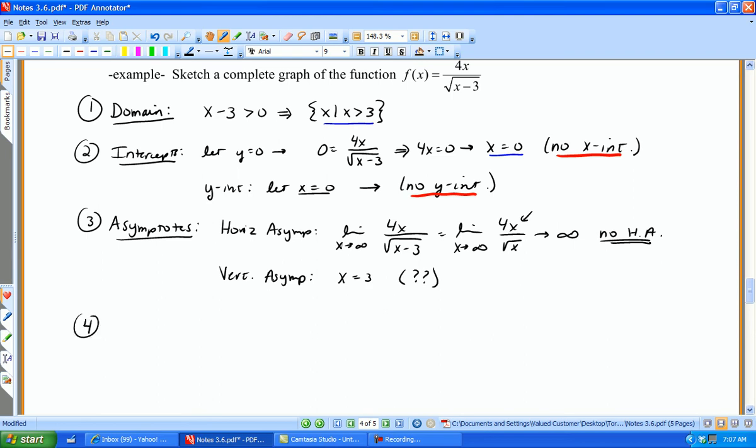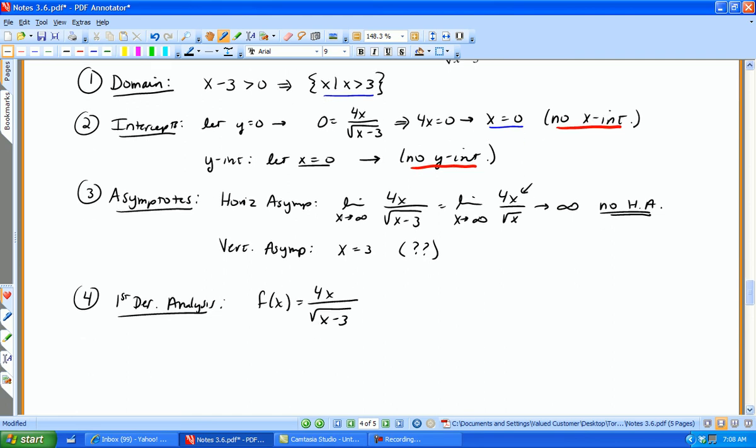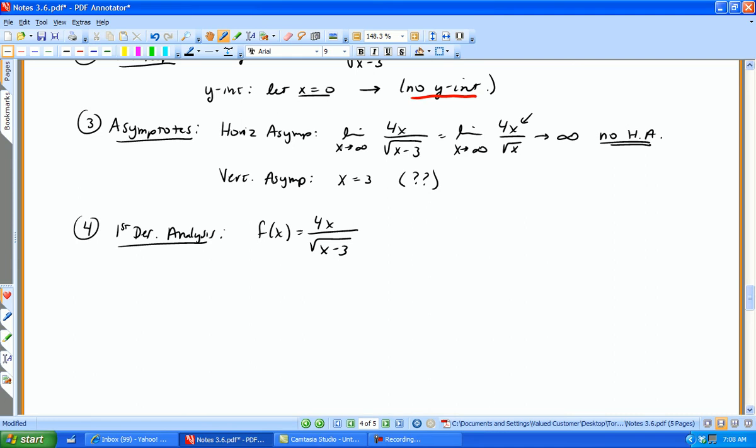Okay, the next thing we want to do is investigate the first derivative. So we want to do a first derivative analysis. We need to take the derivative, and I'm going to go ahead and use quotient rule. I'd like you to pause this video, do that yourself, then start it back up and see how you did on your derivative. Okay? Pause. All right, now you're back. In taking the derivative using quotient rule, it's the denominator times the derivative of the numerator minus the numerator times the derivative of the denominator, over the denominator squared.